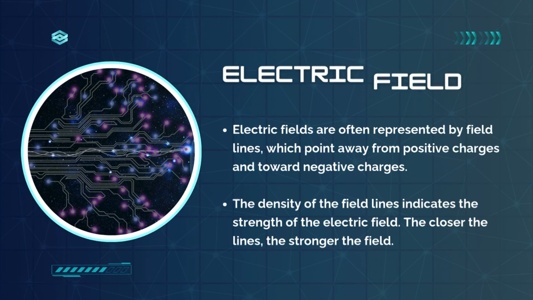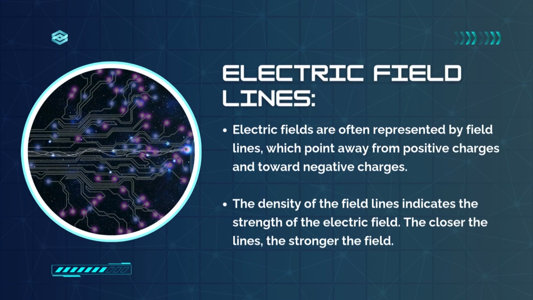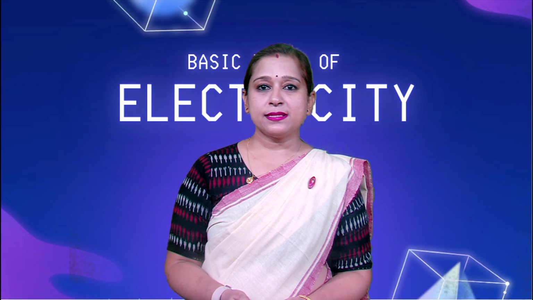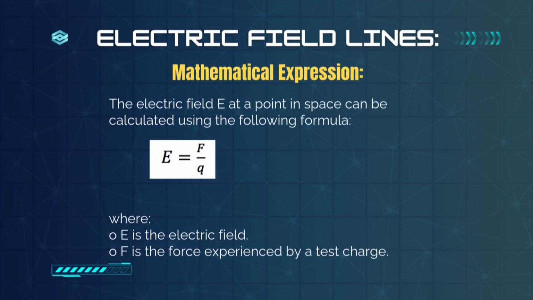Next, we are moving to electric field lines. Electric fields are often represented by field lines which point away from the positive charges towards the negative charges. The electric field at a point in space can be calculated using the formula E equal to F by Q, where E is the electric field, F is the force experienced by a test charge, and Q is the charge.